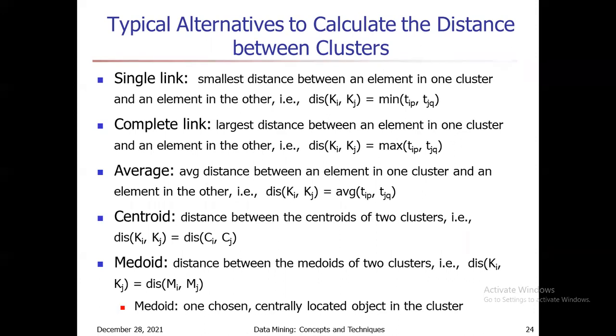The medoid is one chosen, centrally located object in the cluster here. What is the meaning of the medoid here? The medoid is a centrally located object in the cluster. That is called the medoid.